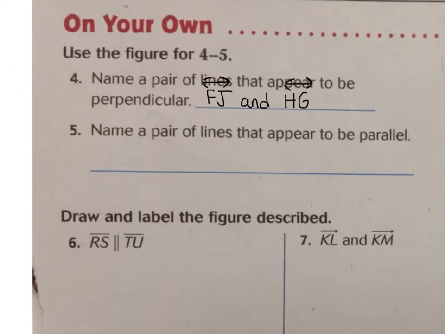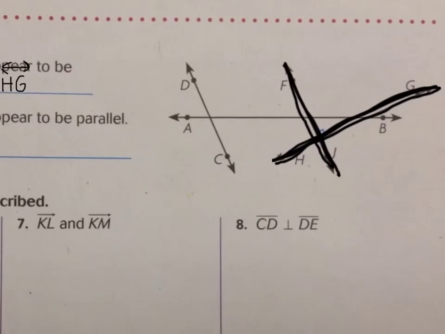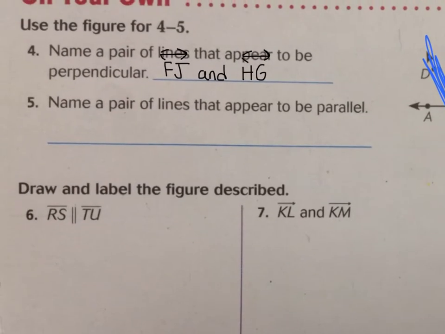Number 5 says name a pair of lines that appear to be parallel. Parallel means that they are never going to cross, even if they went on forever. So we'll look at our picture, and we'll look for lines that never will touch. That looks to me like we've got DC, I'm going to use a different color here, and FJ. If they went on forever, they would never touch, so we have DC and FJ. And again we need to put our line on top. Excellent.